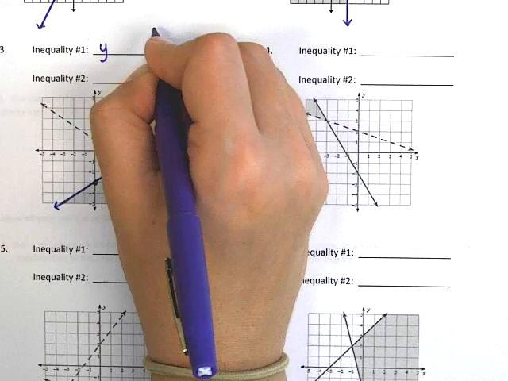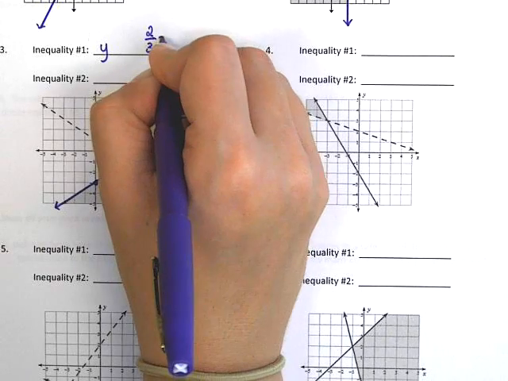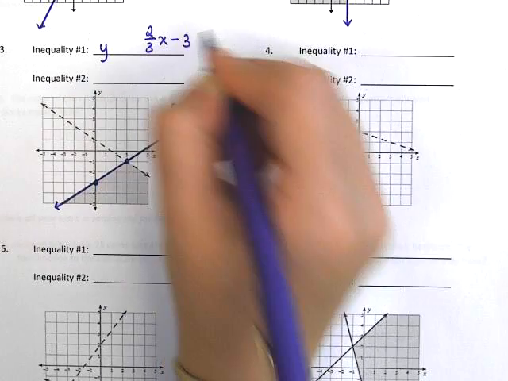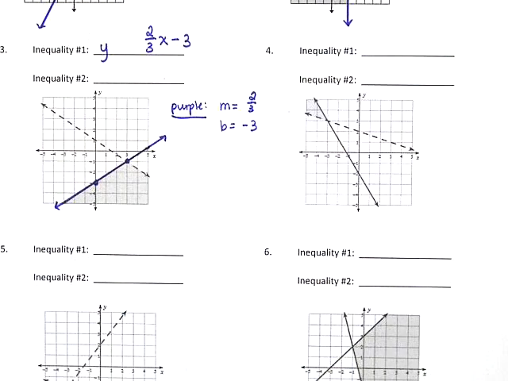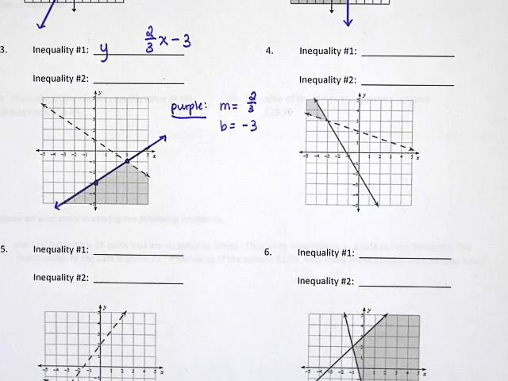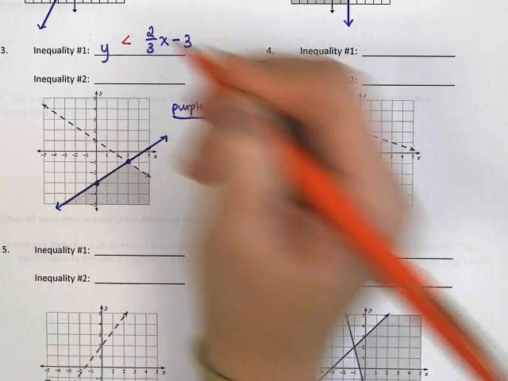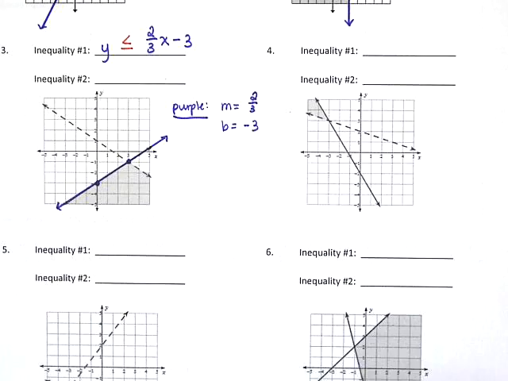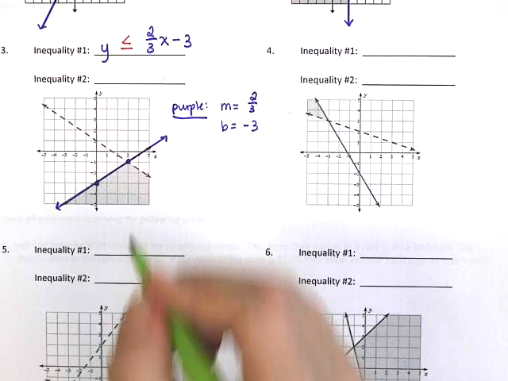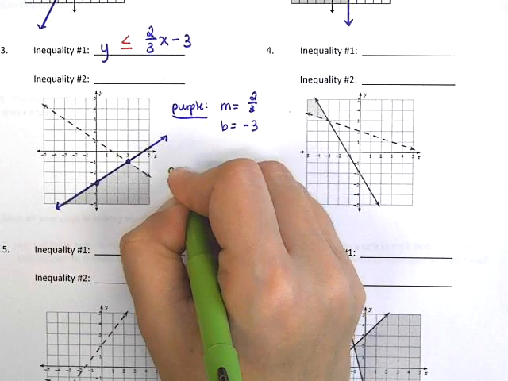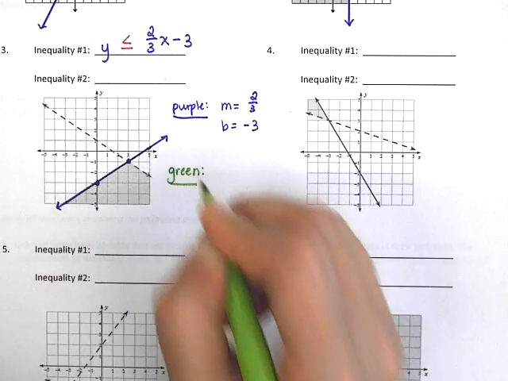I'm going to put the y and then a space and then 2/3x minus 3. Now the shaded part of the graph is below this line. So I'm going to put a less than, and it's solid, so I'm going to put an equal to. Now let's work on the green line. I'm going to make the green line my dotted line here.